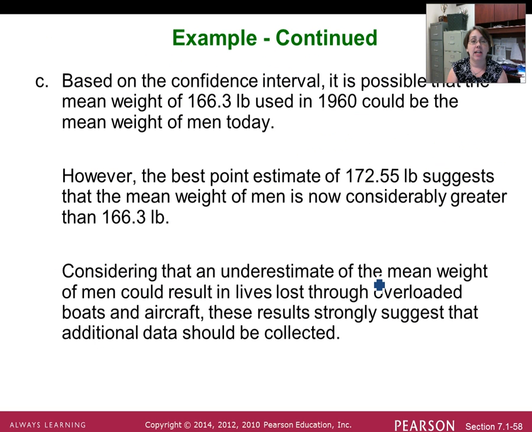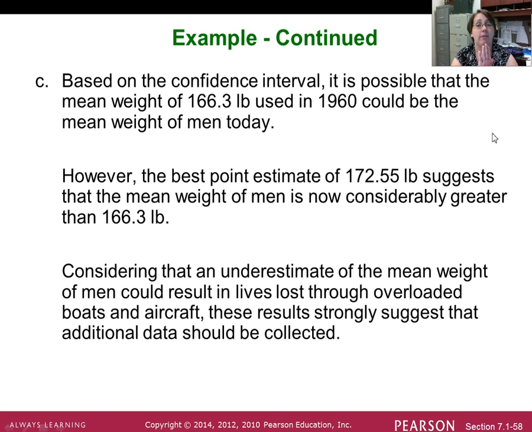Think about that. Here's a nice summary that they have done that types it up all nice and clear of what we learned from this interval. Remember, interpretation is a big part of this course. Based on the confidence interval, it is possible that the mean weight of 166.3 pounds used in 1960 could be the mean weight of men today. It's in the interval. However, the best point estimate of 172.55 pounds suggests that the mean weight of men is now considerably higher. Because that, remember, in your interval, that was on the lower end of the scale.